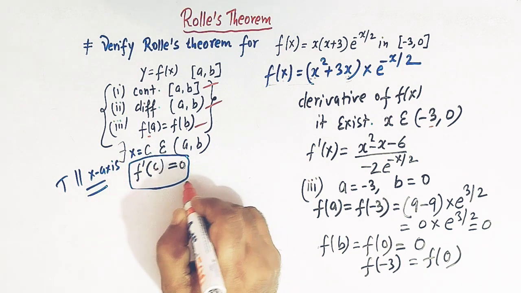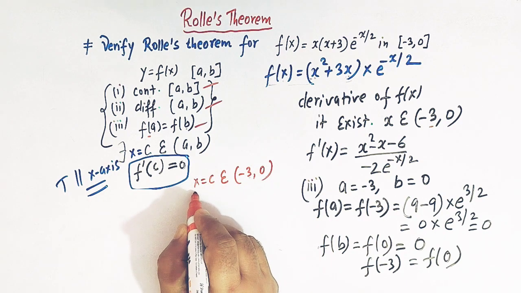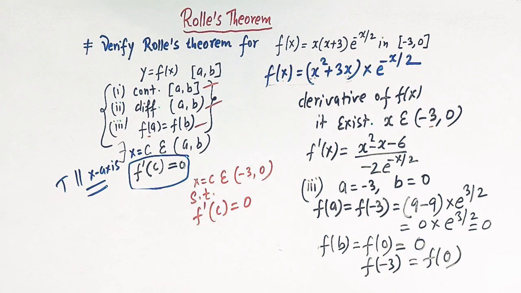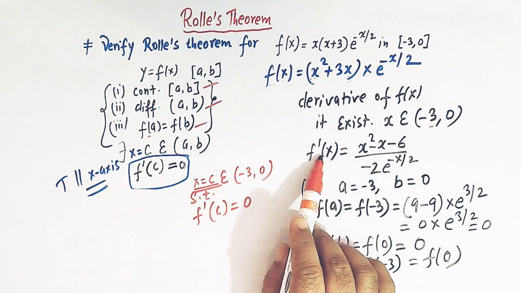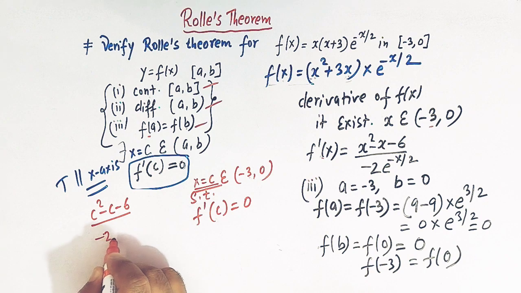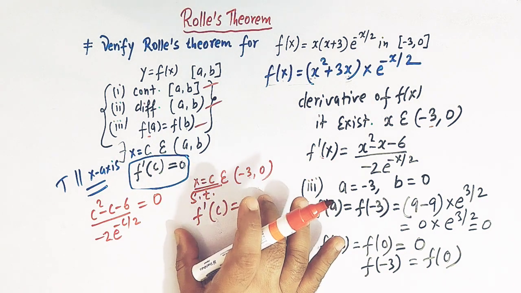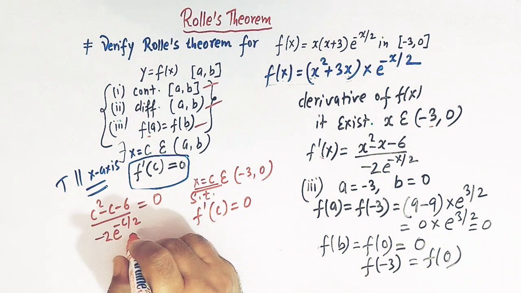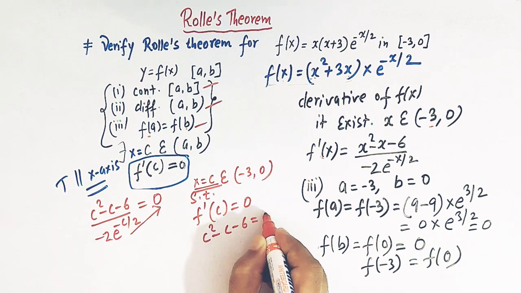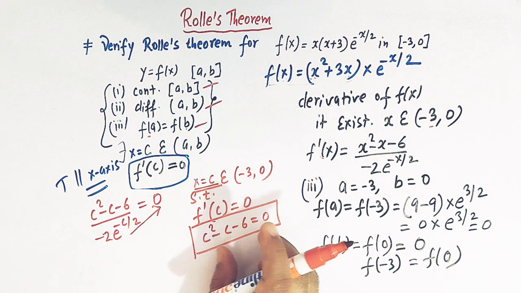So now there must exist some point x is equal to c belonging to the interval minus 3 comma 0, such that f prime of c is equal to 0, right? Now if we take x is equal to c, in this expression we'll get c square minus c minus 6 over minus 2 times e raised to minus c over 2 is equal to 0, right? So the derivative must become 0 in Rolle's theorem, right? Now we can equate this term with 0, so we'll get a quadratic equation in c, right?